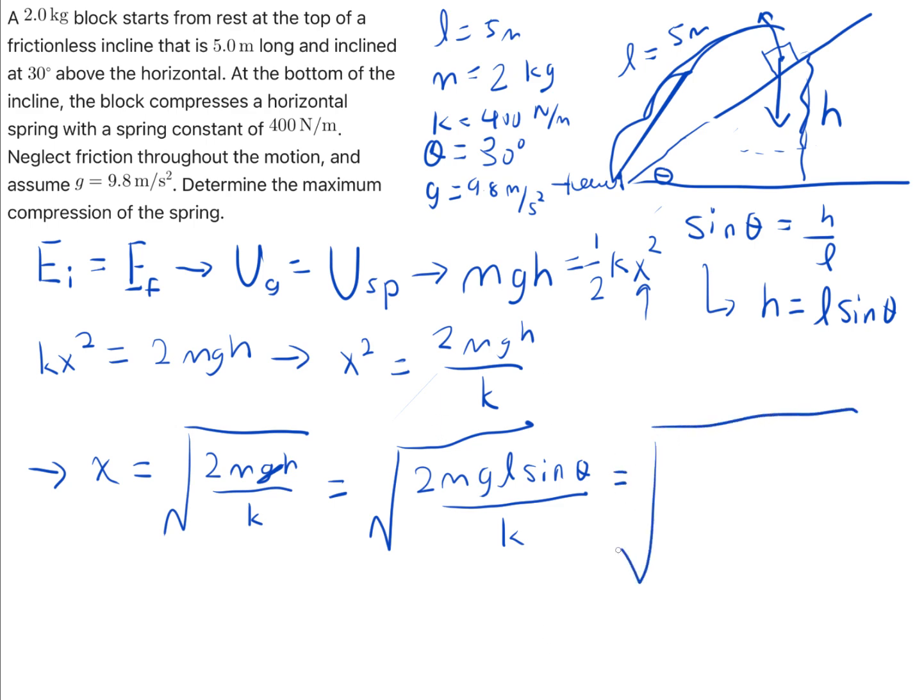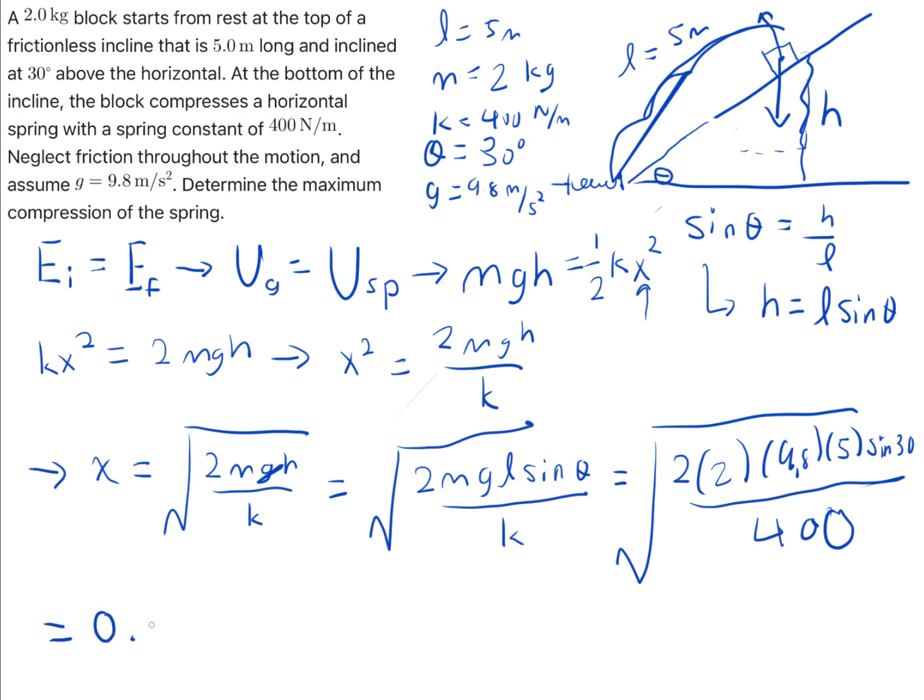So if we do that, m is 2, g is 9.8, L is 5. We're running out of space here. This is sine 30 divided by 400 newtons per meter. And then if you plug this into a calculator, you should get that the maximum compressed distance is about 0.495 meters. And that is the solution to this problem here.